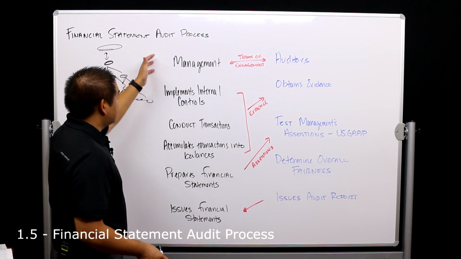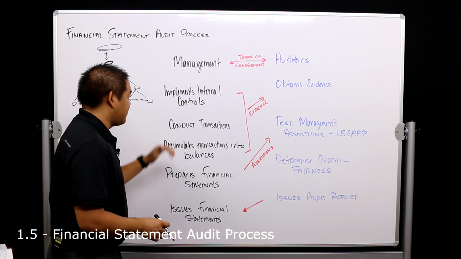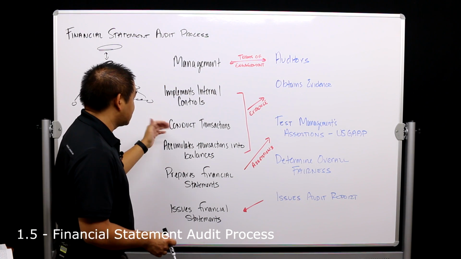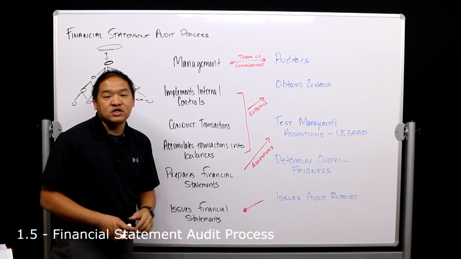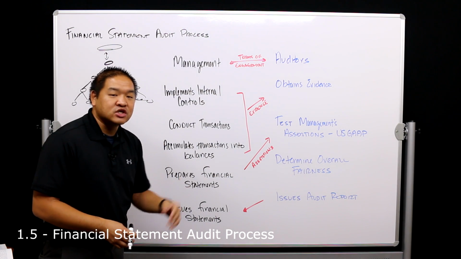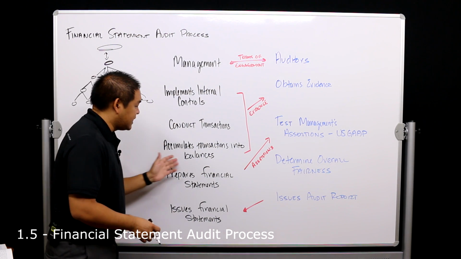So management's going to implement some internal controls, and then management, as well as the company itself, are going to conduct transactions. As they conduct transactions, those transactions will accumulate into balances.